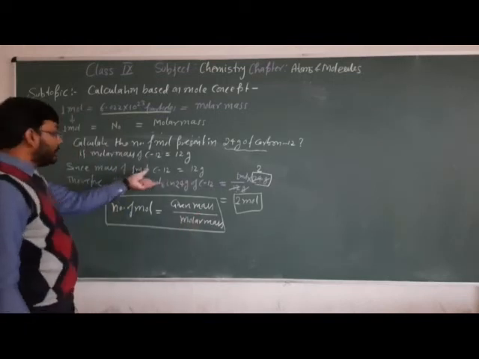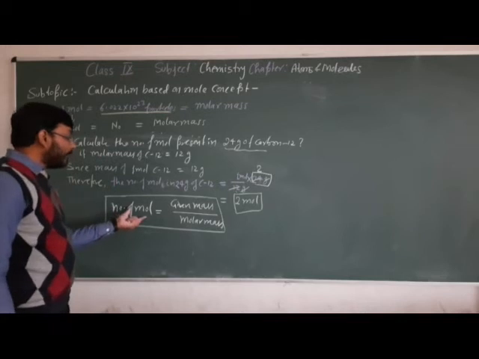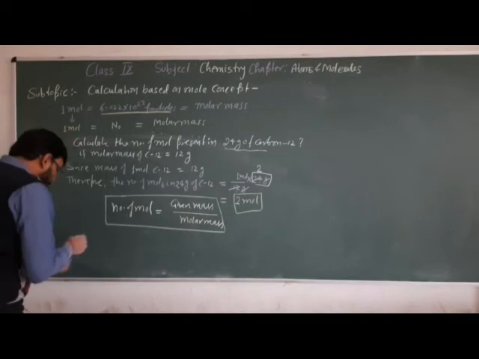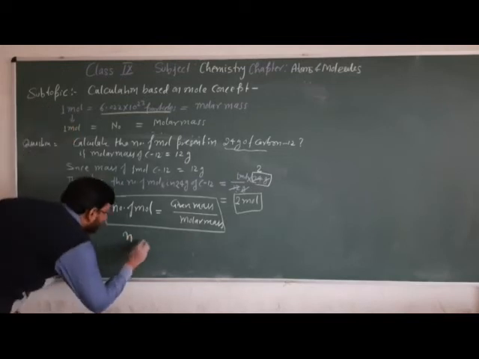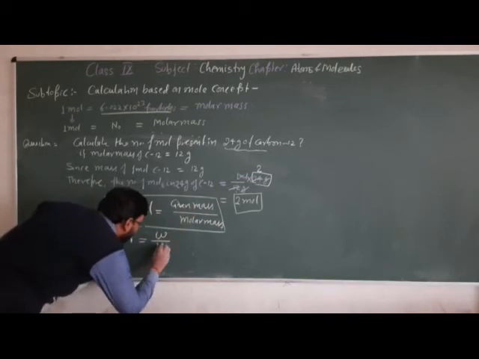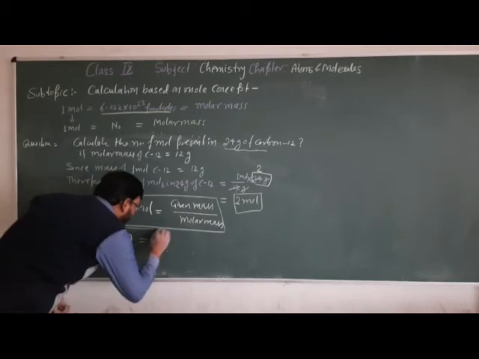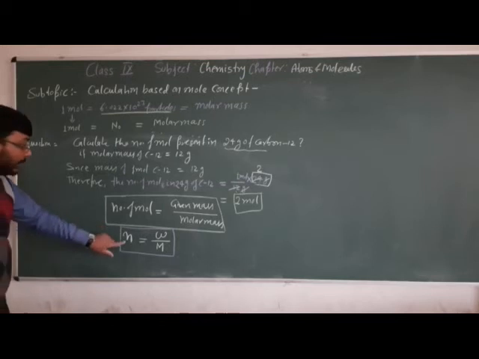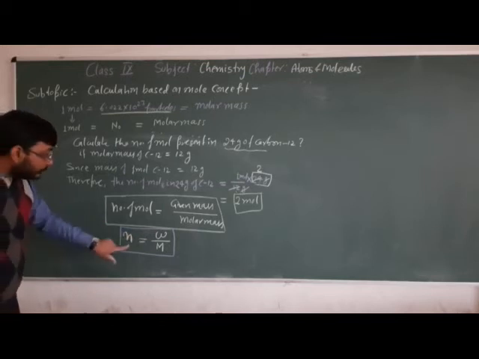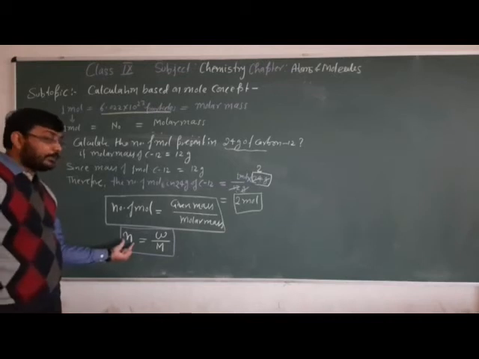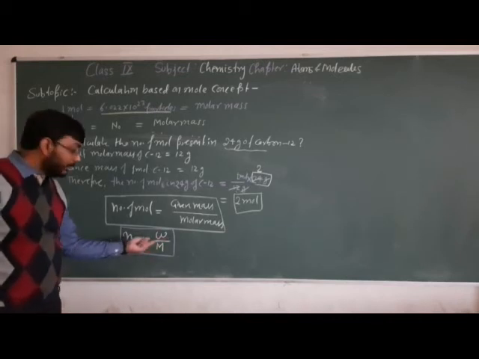So there is no need to write this statement; you can directly apply this formula: number of moles is equal to given mass upon molar mass. The symbol we use for the number of moles is N, the given mass is small w, and molar mass is capital M. So N is equal to W by M. This relation makes our calculation easier. If we have the information about the number of moles and we don't know the given mass, we can easily calculate it.